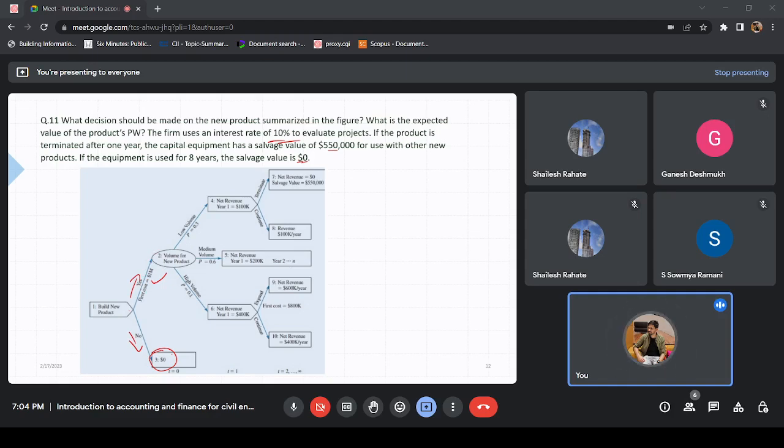So now you have chosen to build the new product. Now it might happen that this product has three probabilities. Either it can be very popular, or not very popular but somewhat popular, or very low in popularity. In case of low volume, P is equal to 30%. There is a 30% chance that it would be low volume. So when will you know that it is low volume? At the end of first year, of course. At the end of first year, you have got revenue of 100,000.